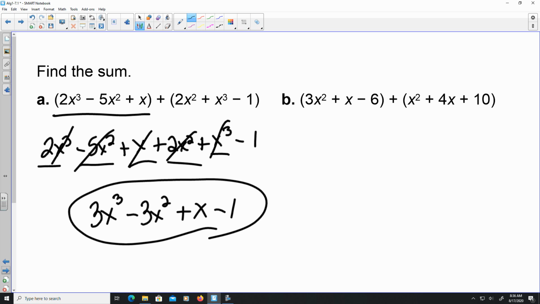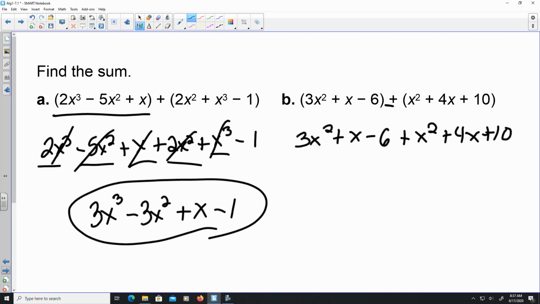Looking at b, same idea. Leave it positive if it's positive, leave it negative if it's negative. Same thing goes for the second set of parentheses because it's an addition problem. So it's going to be plus x squared plus 4x plus 10.